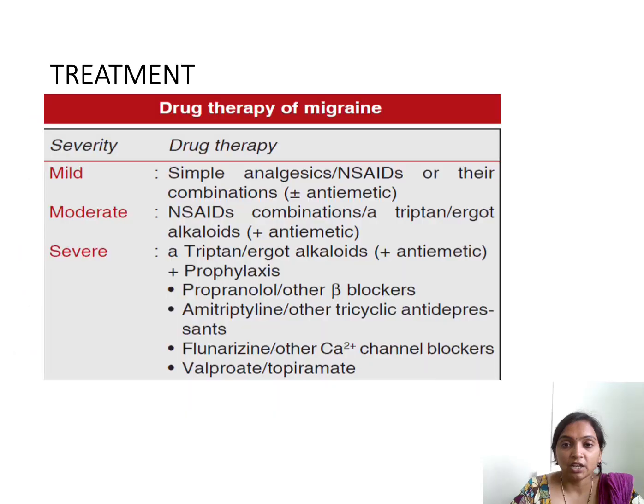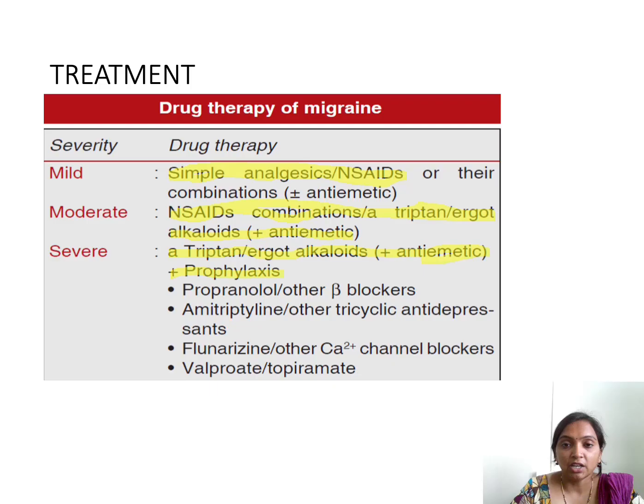So why we have classified migraine is because the treatment is based on the type of migraine. In case of mild migraine, it can be managed with simple analgesics like paracetamol and other NSAID group of drugs, with or without antiemetics. Moderate migraine, usually a combination therapy of NSAID and triptans or ergot alkaloids are preferred, with or without antiemetics based on the patient.